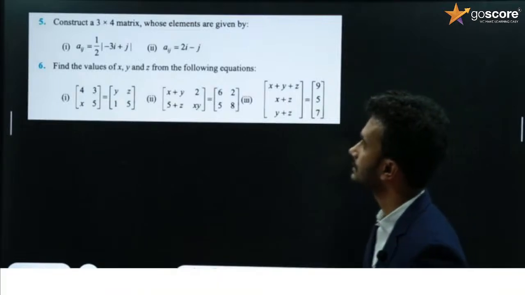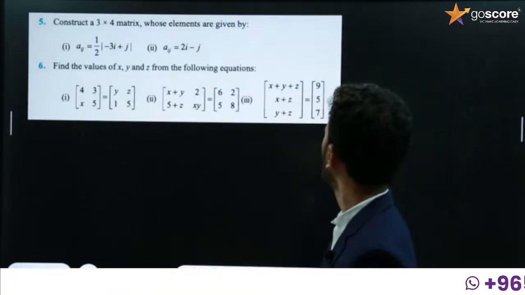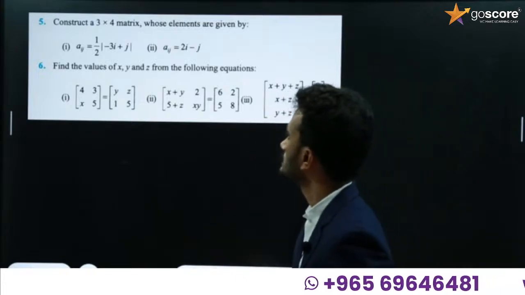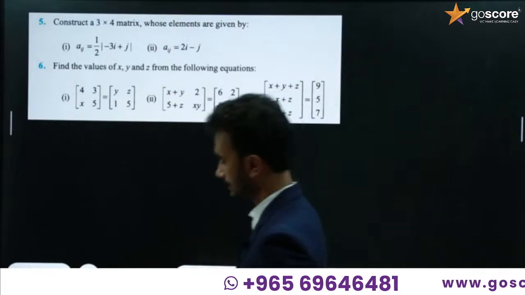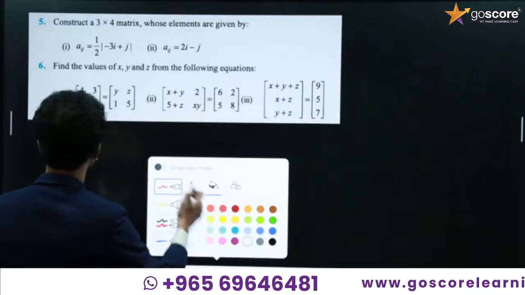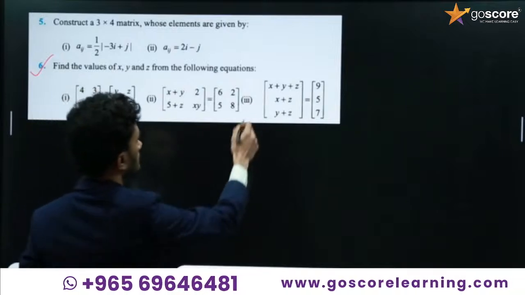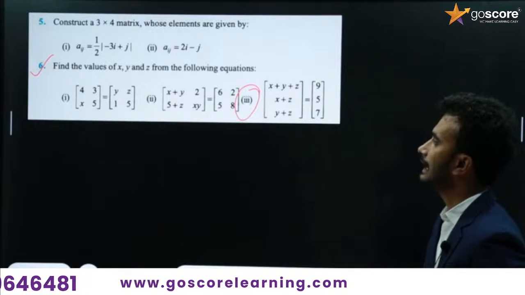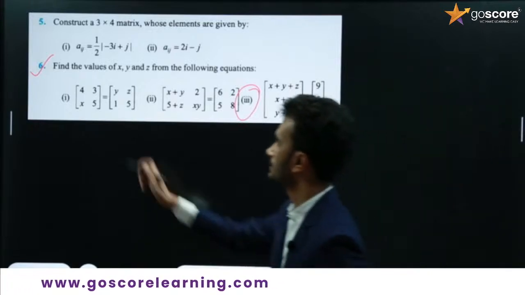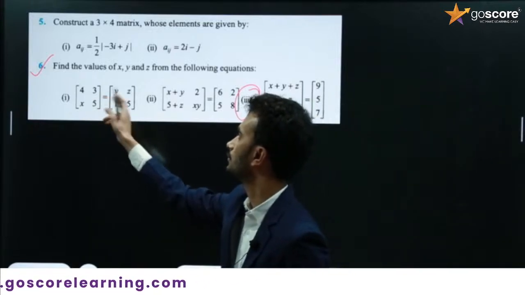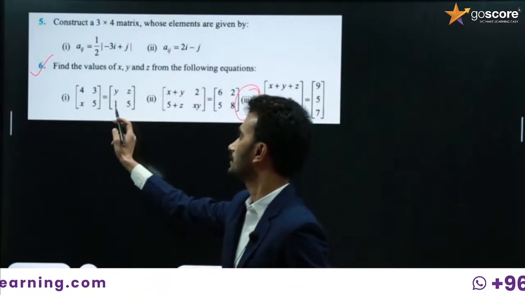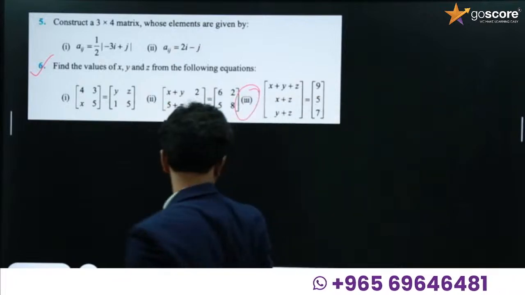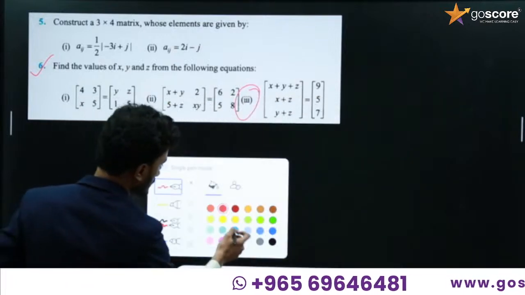Next, I will take another type from this one. Find the values. I'm solving this question, sixth question. Okay, find the values of x, y, z. This one is very easy. First one, just equate y is equal to 4, z is equal to 3, x is equal to 1, and so x is equal to 1. Here, first I solve this question, then we can discuss the third question.